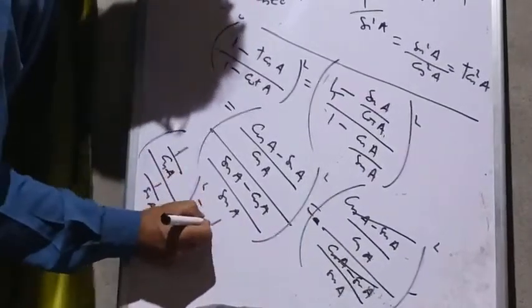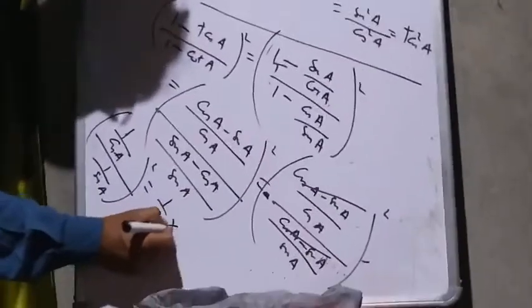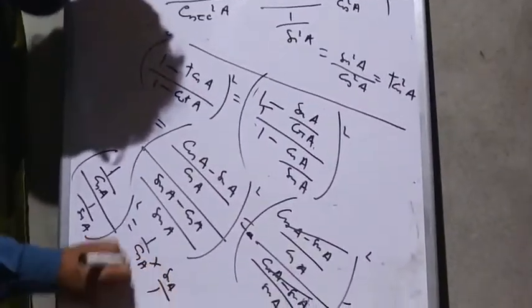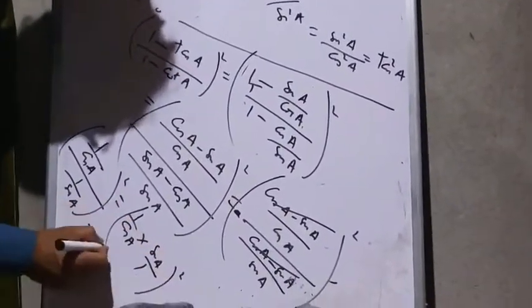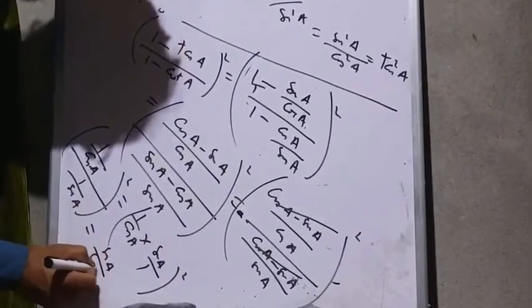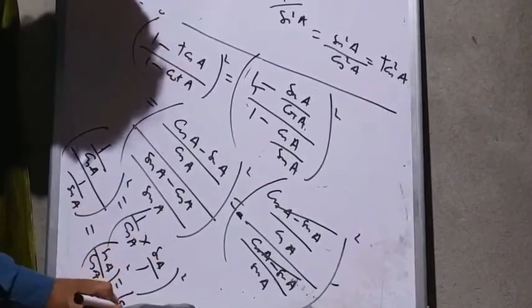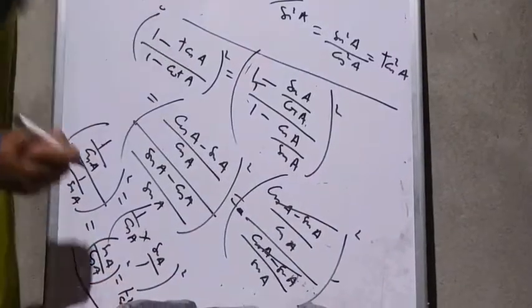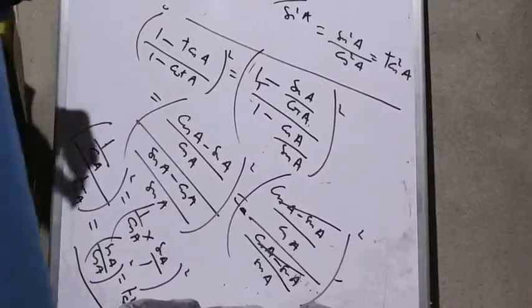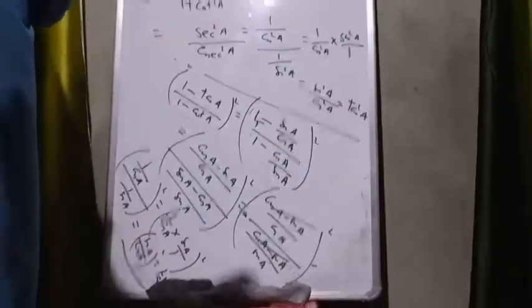This is further equal to 1 divided by cos A. Taking the reciprocal, this is sin A divided by 1, whole square. This is sin A divided by cos A, whole square. Sin by cos is tan, so this is tan square. That is it. So that's all for this exercise, inshallah.